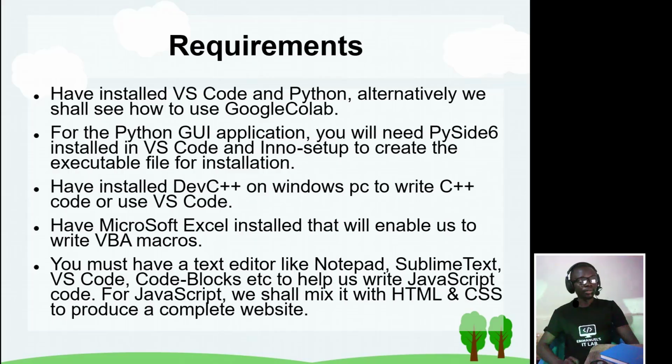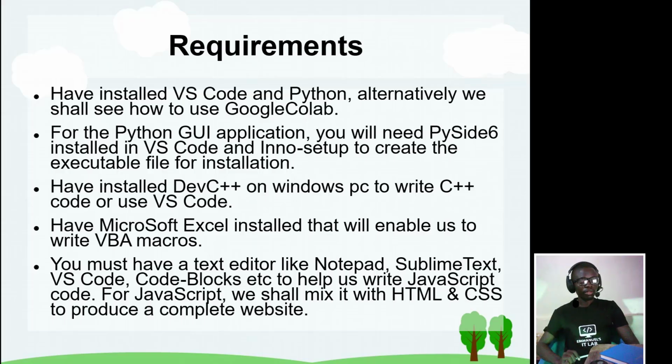What are some of the requirements for you to kickstart this course? You should have at least Visual Studio Code installed on your PC, whether it is Windows, Linux or Mac. You should also have Python. Alternatively, we shall see how to use Google Colab. For a graphical user interface application, you should have PySide6 installed. You should also have Dev C++. In case you don't have Visual Studio Code, Dev C++ helps us to run the C++ and C programming languages.